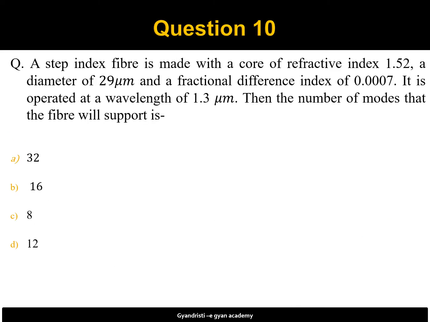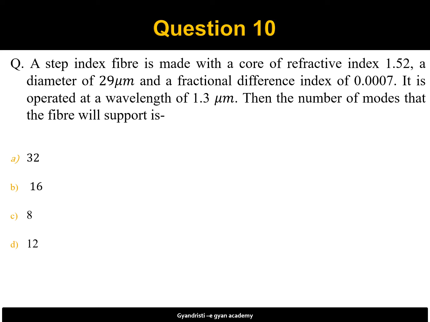Question number 10 is, a step index fiber is made with a core of refractive index 1.52, a diameter of 29 micrometer, and a fractional difference index of 0.0007. It is operated at a wavelength of 1.3 micrometer. Then the number of modes that the fiber will support is. Four options are given: 32, 16, 8, and 12. So we have to calculate the number of modes that the fiber will support.